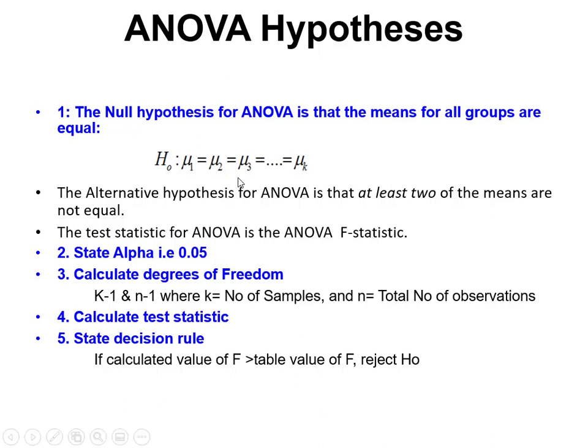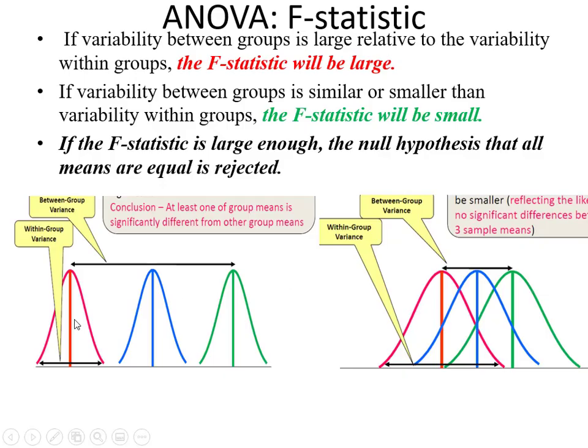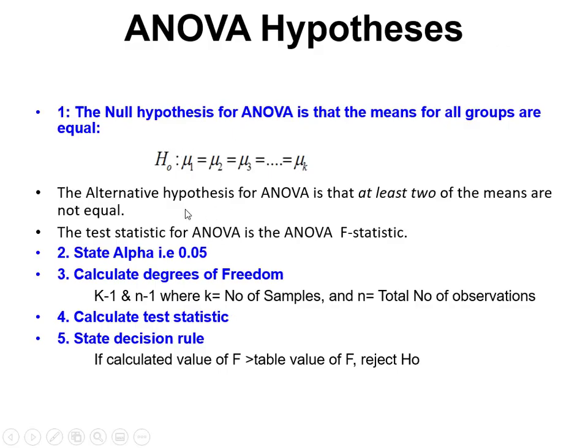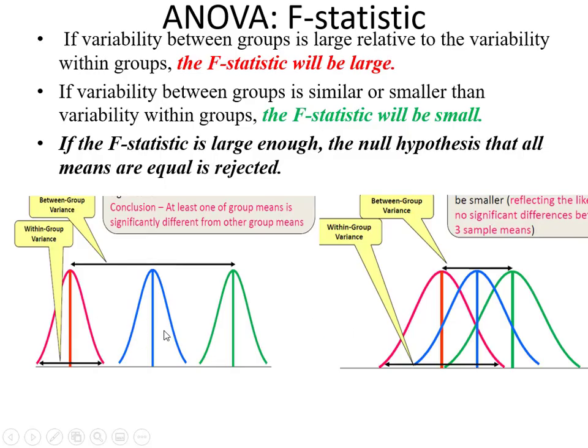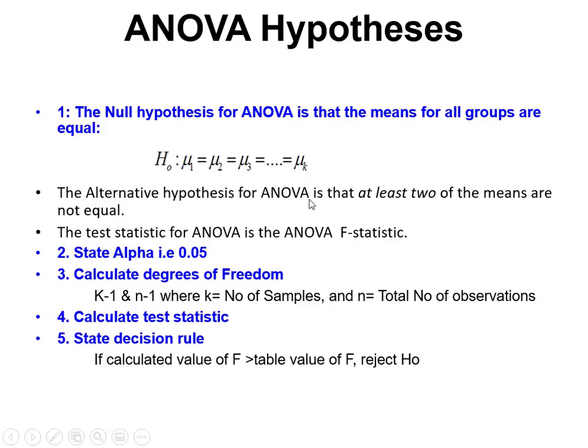Because the number of variables will be more than 2, the number of groups in the data will be more than 2. So the null hypothesis for ANOVA is that the mean for all groups are equal. Let's suppose we have 3 different types of data. We will say, just like in this example, that the mean of this group, the mean of this group, and the mean of this group are the same. So we will write this equal to. The alternative hypothesis is that at least 2 of the means are not equal. So let's suppose these 2 means are equal, but this mean is not equal. So the alternative will be that at least 2 of the means of the groups are not the same.